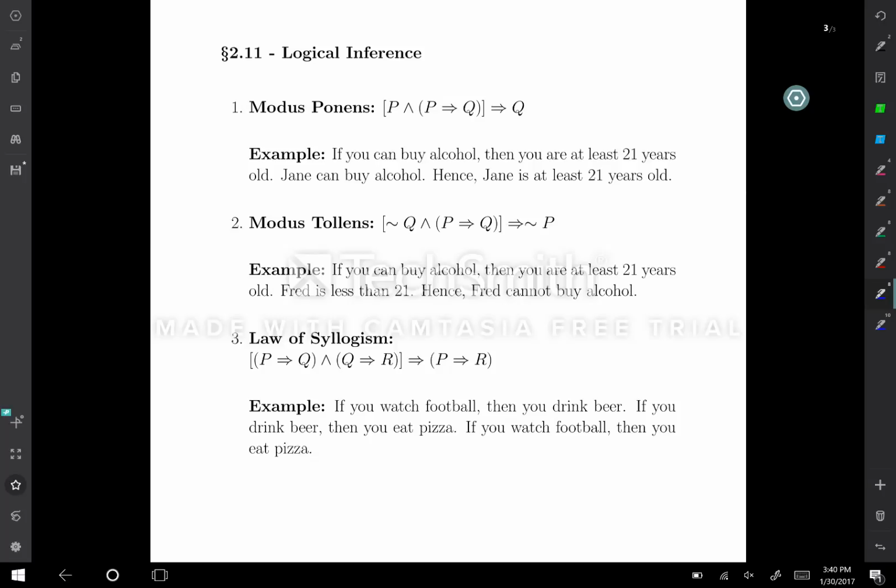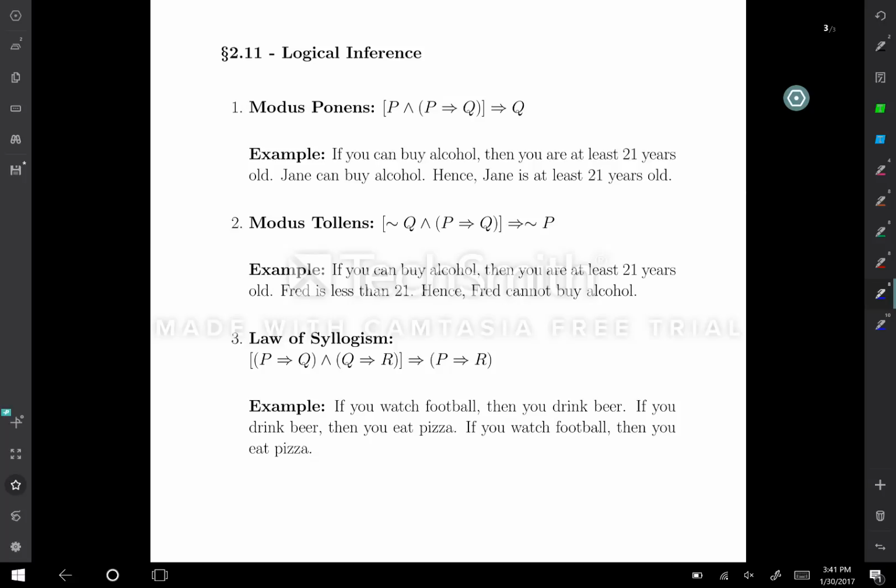Modus tollens takes our conditional statement together with not Q, not the conclusion, to ultimately determine that not the hypothesis must follow. So for example, if you can buy alcohol, then you are at least 21 years old. Fred is less than 21, hence Fred cannot buy alcohol.